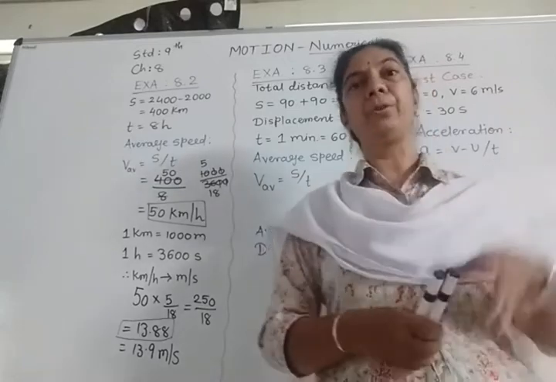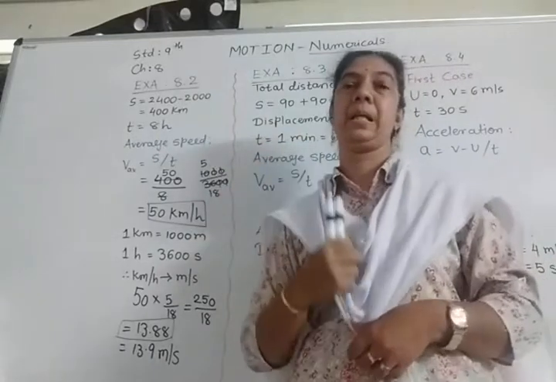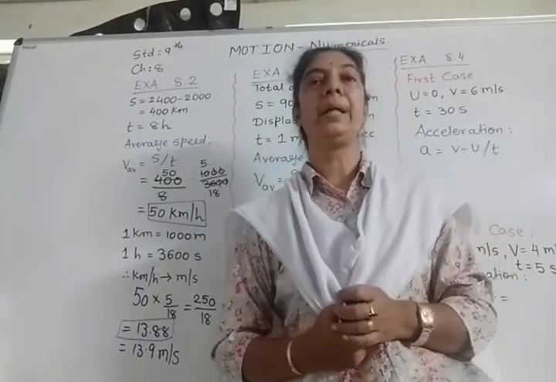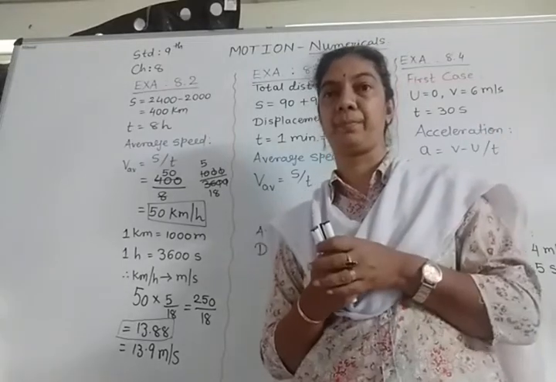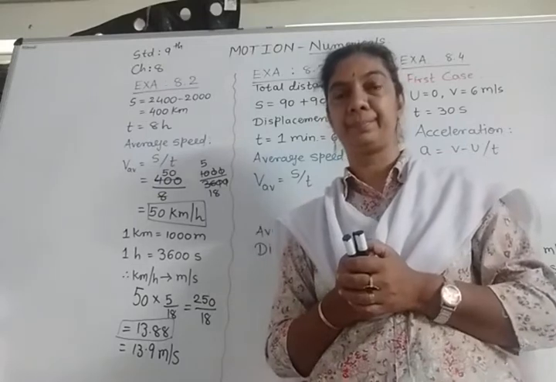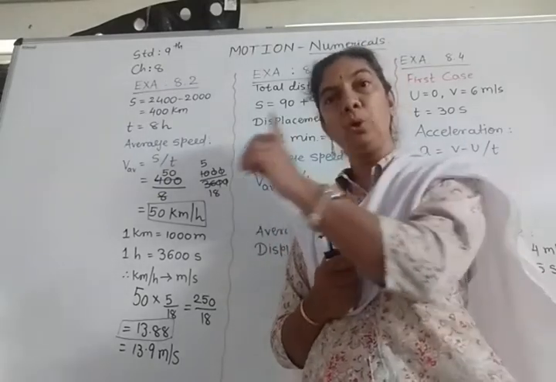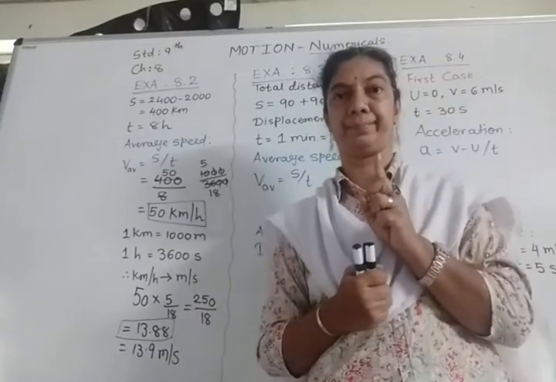Now we are moving to the next example, 8.3. It is given that in a swimming pool 90 meter long, Usha is doing the swimming. She goes and comes back in 1 minute.